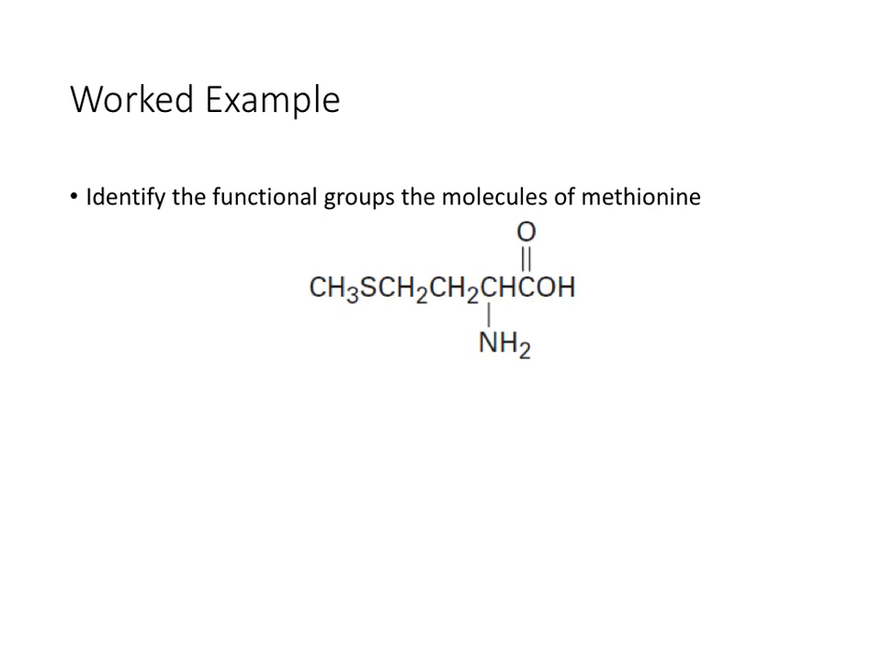Now let's practice this. So here is the compound called methionine. That's an essential amino acid. Can you find the functional groups in this molecule? So right here we see a sulfur, and I'm going to redraw this in a bond line structure. So carbon, sulfur, carbon, carbon, carbon, C double bond O, OH, NH2.